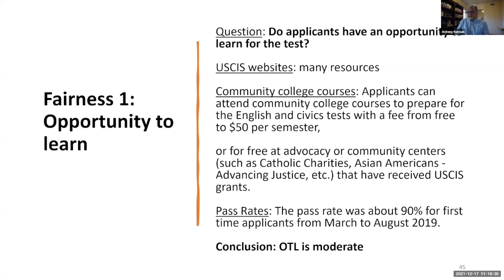The pass rate for the test, as you can see, is about 90% from March to August 2019. But at the same time, there are about 97,000 people who sort of failed the process. We don't know exactly what they failed, as I said before. We don't know whether they failed the English part or the history part or some other part, where things like paperwork, documentation, records, a record of stay in the United States. So I would say that the OTL, opportunity to learn, for the test is moderate.